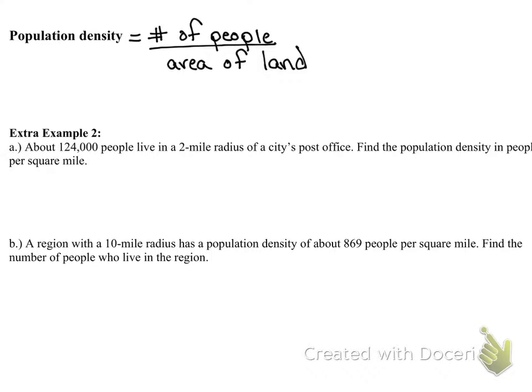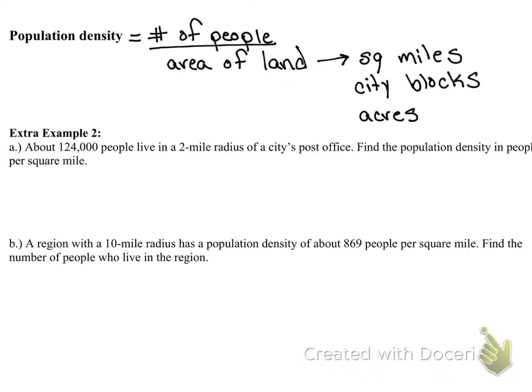Population density is normally given in square miles, so the area of land is normally in square miles. But in some cities, a lot of times it's used in other units such as city blocks, or in more dense areas even acres.